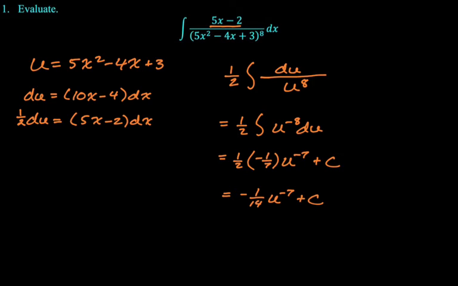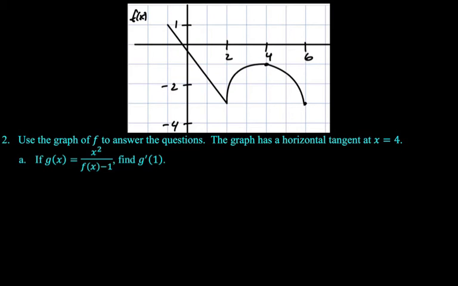And then u is equal to 5x squared minus 4x plus 3. And so we finally get negative 1/14 quantity 5x squared minus 4x plus 3 to the negative 7th, and then plus c. So let's look at the next one.